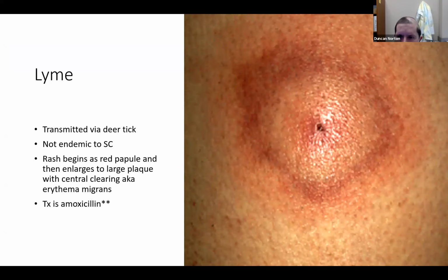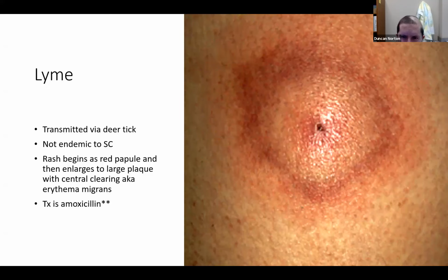Next is Lyme disease. It's transmitted via the deer tick. We do not have endemic Lyme disease in South Carolina. So if they have not traveled anywhere, don't treat it for Lyme. Don't get serologies. The closest state that has Lyme is North Carolina, and it's only endemic in 3 counties. That's right, 3 counties of North Carolina. The majority of this is in the Northeast. If you are practicing in the Northeast and you see this, don't worry about getting serologies, just treat it.